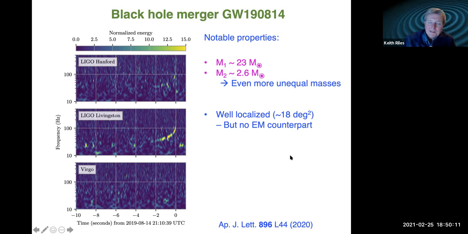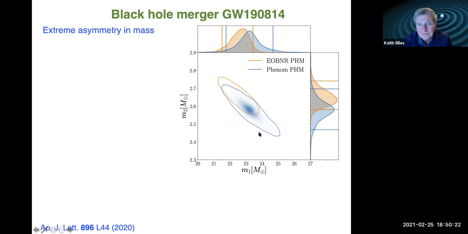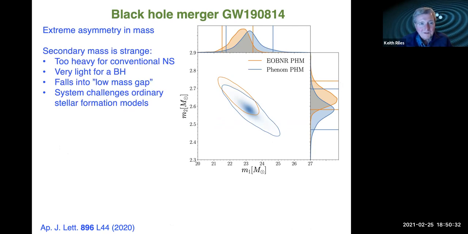2.6 solar masses is really light for a black hole, but it's pretty heavy for a neutron star. This shows you a contour map of one mass versus the other, and it shows you that there's some spread in the allowed values of these masses based on reconstruction. But nonetheless, this is a pretty heavy mass for a conventional neutron star, and it's extremely light for a black hole. It falls into what's called the low mass gap, and so it challenges ordinary stellar formation models of how you form black holes or neutron stars.